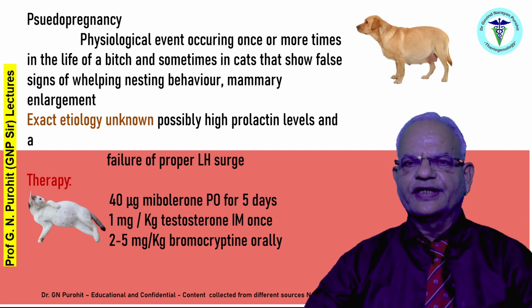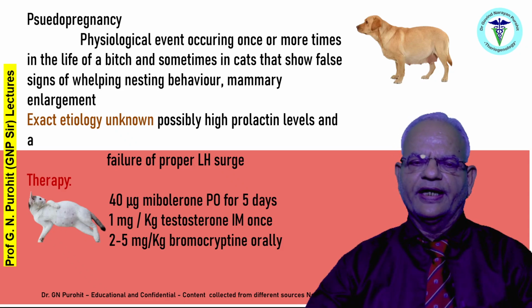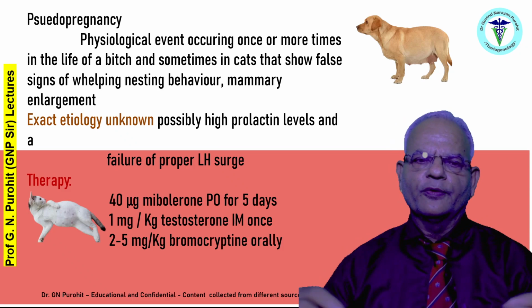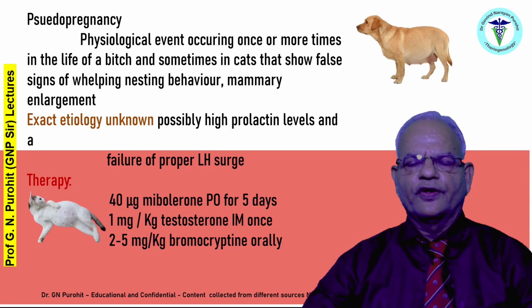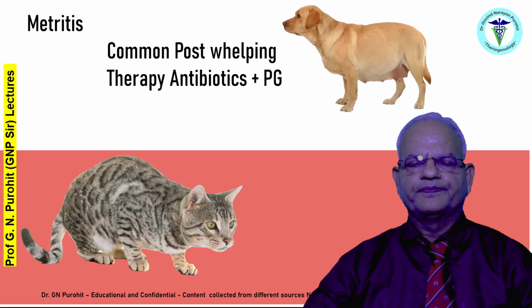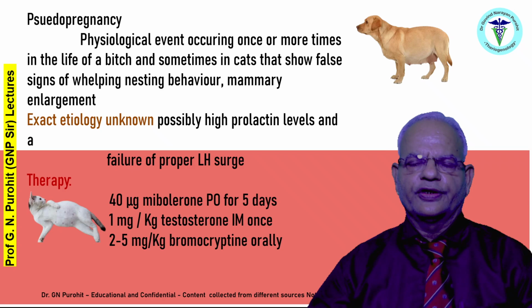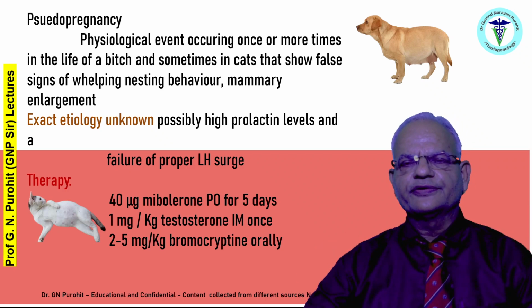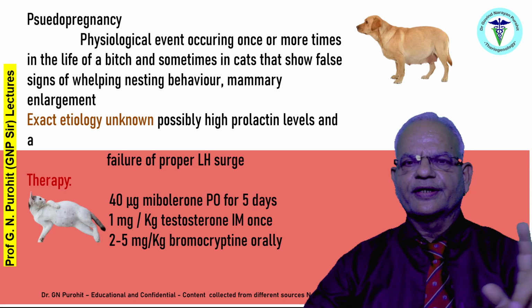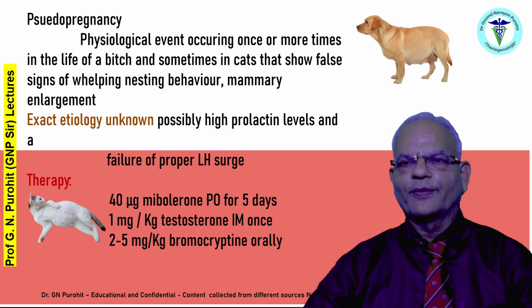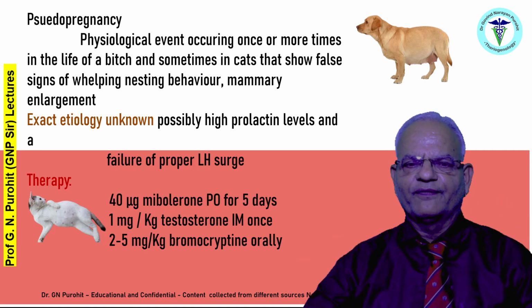of the milk. Otherwise, the condition may resolve spontaneously, but one can administer 40 microgram Miblaron daily for 5 days, 1 milligram per kg testosterone intramuscular once, or oral administration of bromocriptine or cabergoline for 3 to 5 days. Oral administration of bromocriptine may initiate vomition, so the dose may be divided, and sometimes one may administer promethazine before administration of bromocriptine, but do not administer domperidone or metoclopramide because then the effect of bromocriptine will be gone.